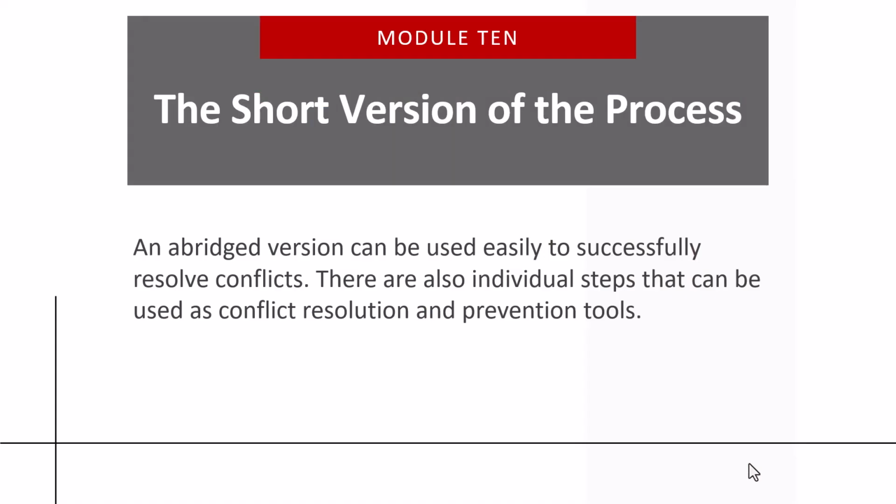Module 10, the short version of the process. So far, we have explored the 6 phases of the conflict resolution process in depth. As we discussed earlier, these phases can be adapted for virtually any type of conflict. In this module, we will work through an abridged version of the process that can be used easily to successfully resolve conflict. We will also look at some individual steps that can be used as conflict resolution and prevention tools.